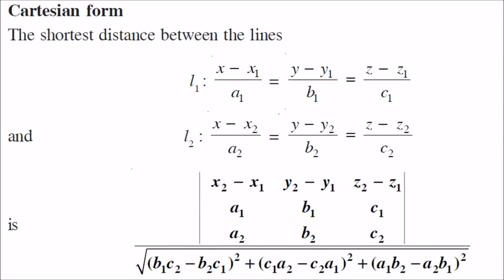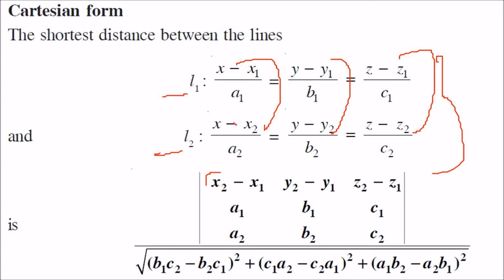So in the Cartesian form, if L1 and L2 are line equations of this form, the shortest distance will be: x2 minus x1, y2 minus y1, z2 minus z1, then a1 b1 c1, a2 b2 c2, in matrix form. That is, you have to find the determinant of this and divide by the square root of the sum of squares. If you take a1, this will be b1 c2 minus b2 c1 whole square, and similarly for the others also.